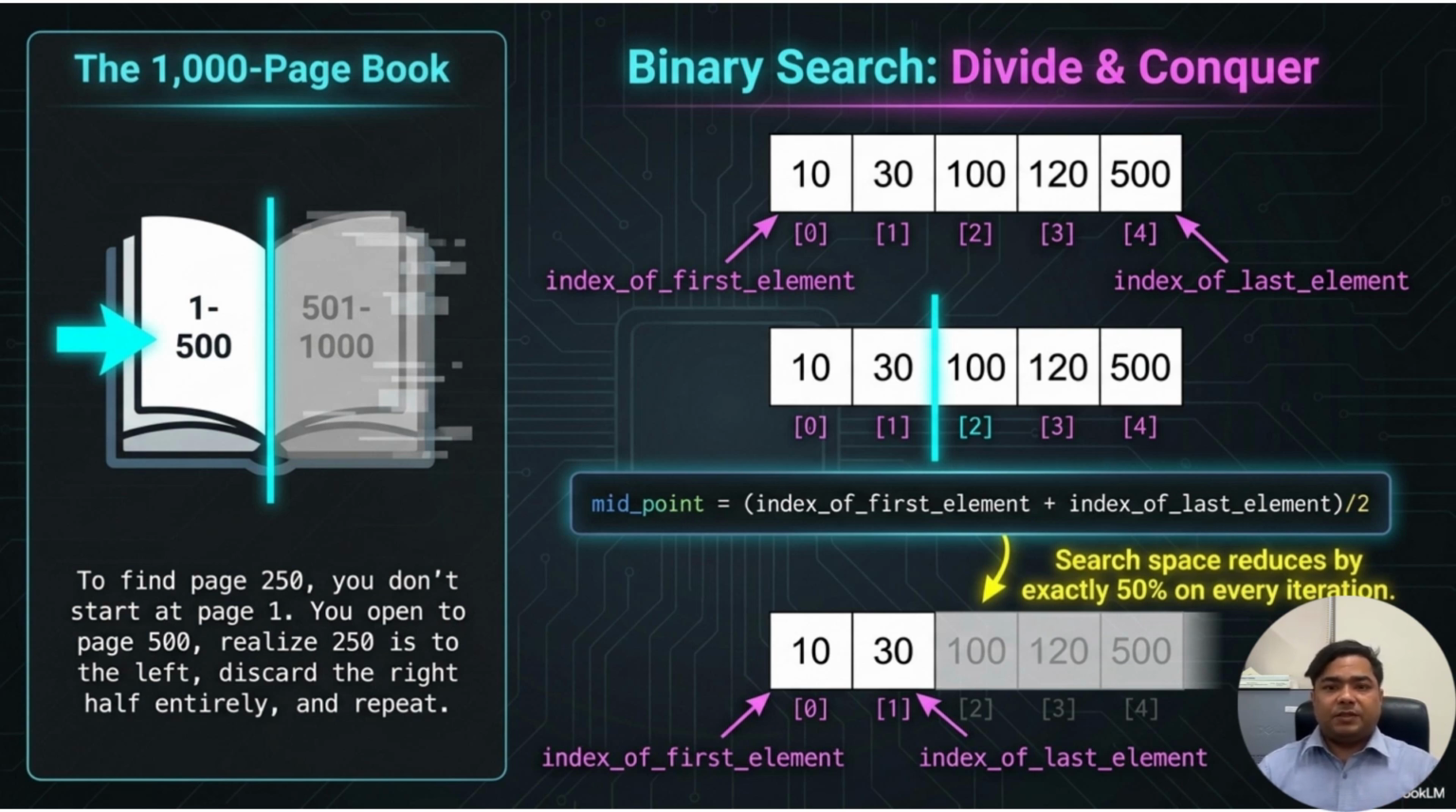On the right side, we have a sorted array: 10, 30, 100, 120, and 500.